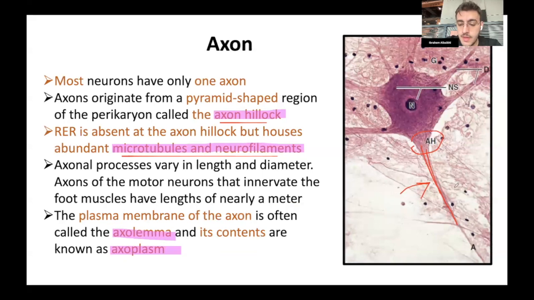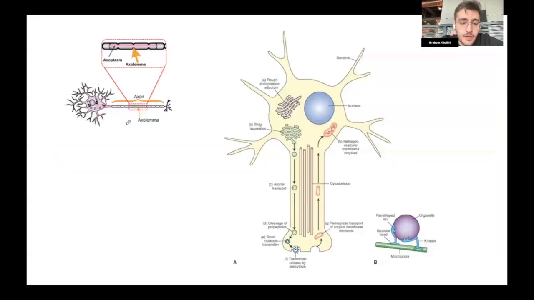Now, when it comes to the axon, the cell membrane of the axon is called the axolemma, and its content is called the axoplasm. It's important that you get a general understanding and become as oriented as possible to these terms. You don't have to memorize them, just know what they're referring to. Now, this is another picture to show you the axolemma, as you can see here, and the axoplasm, and this is the microtubule you can see here.